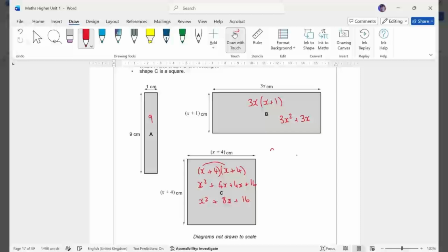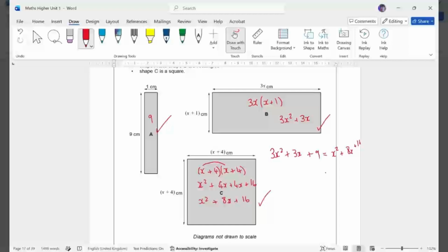Okay, we're told they're equal. So 3x squared plus 3x, add this one, is equal to this one. I'm going to run out of room. Brilliant. I'm struggling to keep it on the page. I'm just writing that. That's fine for now. Okay, right.